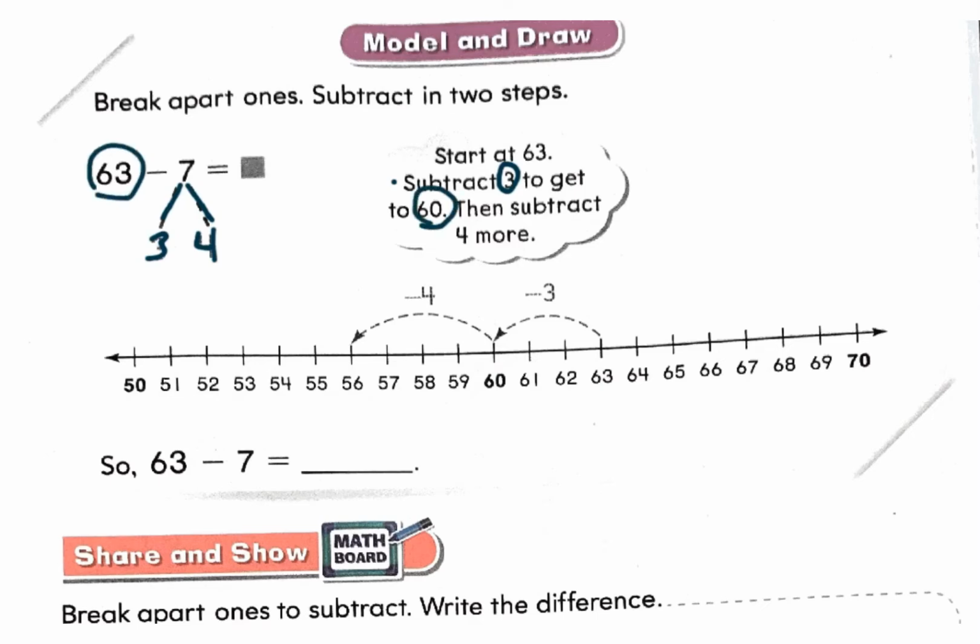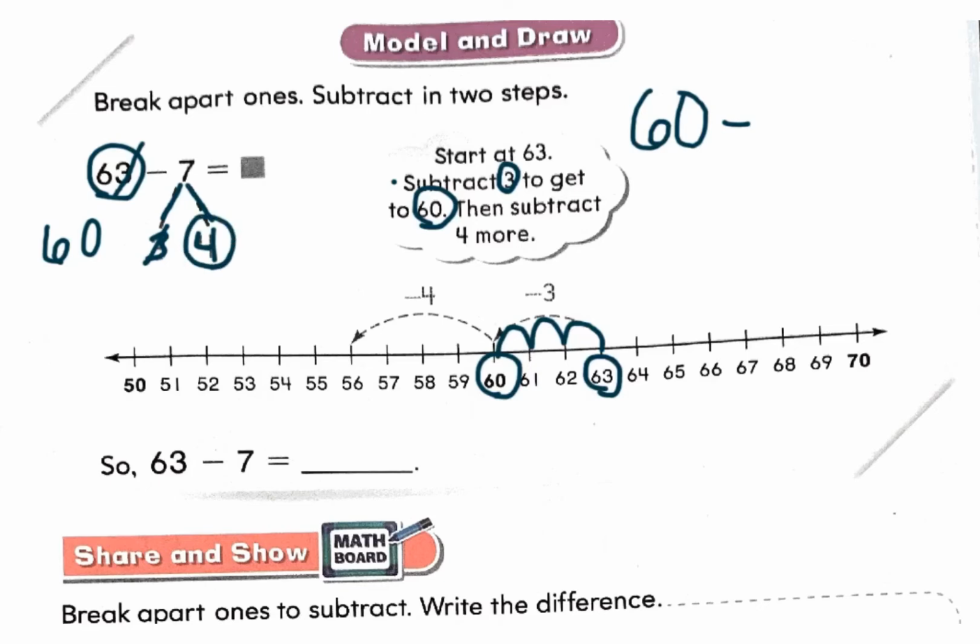So 63, if we do 3 minus 3, that makes 60. Let's check using the number line. Start at 63 and subtract 3. 1, 2, 3. 60. Now we have 60 minus 4, which is left over as one of the parts of 7, right? So now we have 60 minus 4.